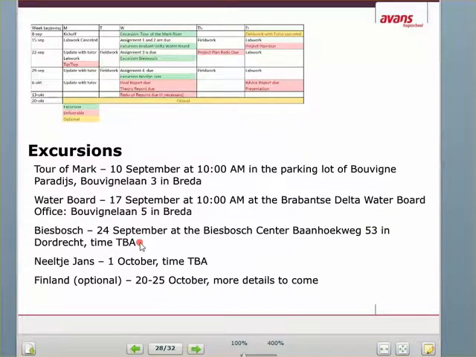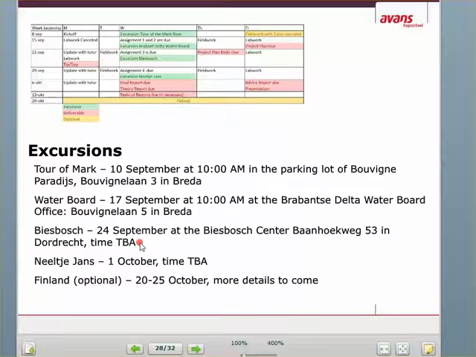The water board trip is on the 24th. You can get there by public transportation, or we can organize cars. I'm going by car, and I can take at least 3 people with me. It's about a half an hour drive. From the bus station it's actually pretty far.